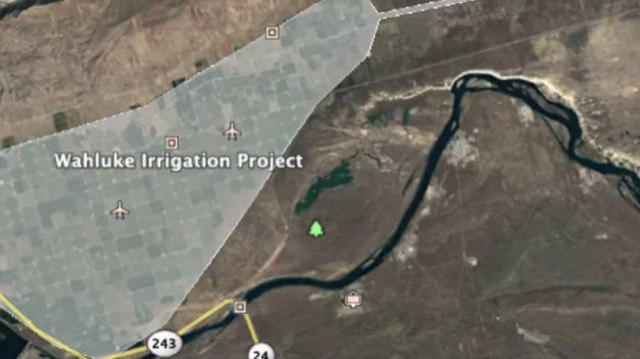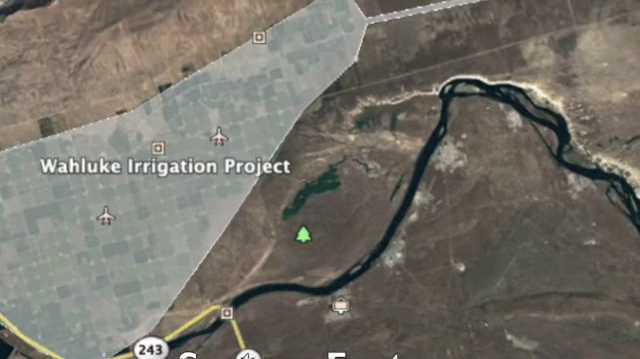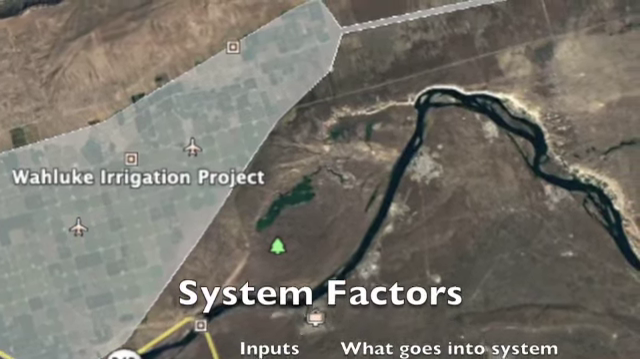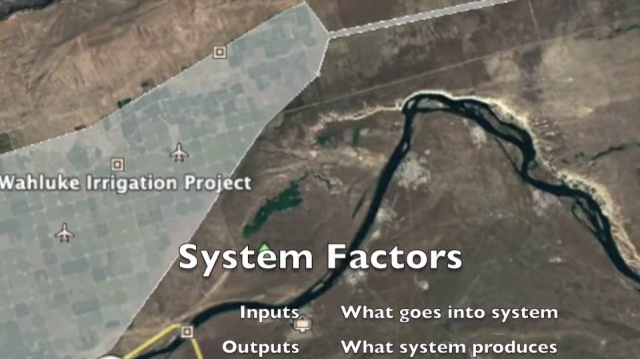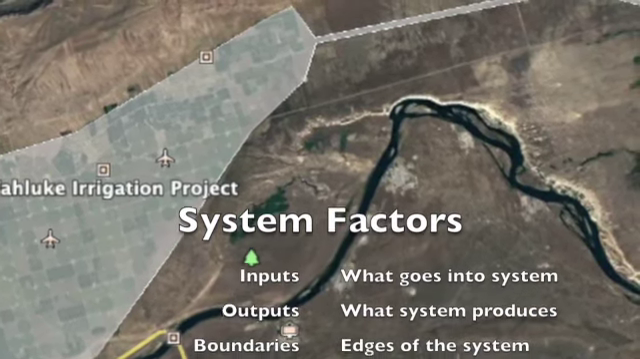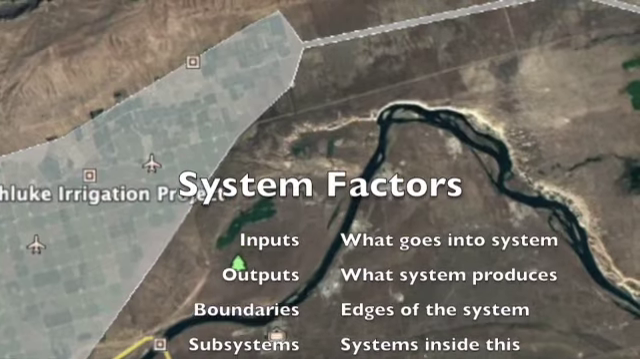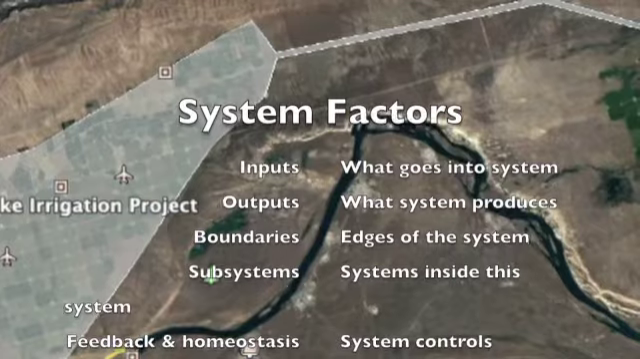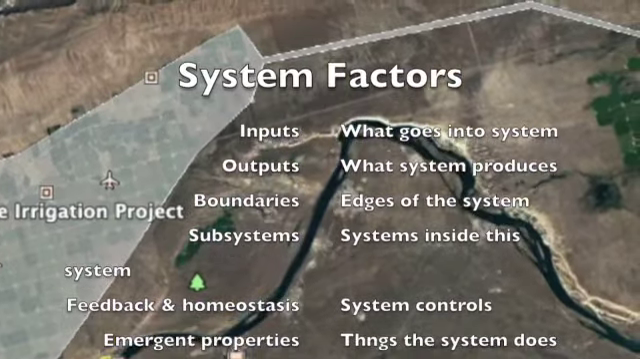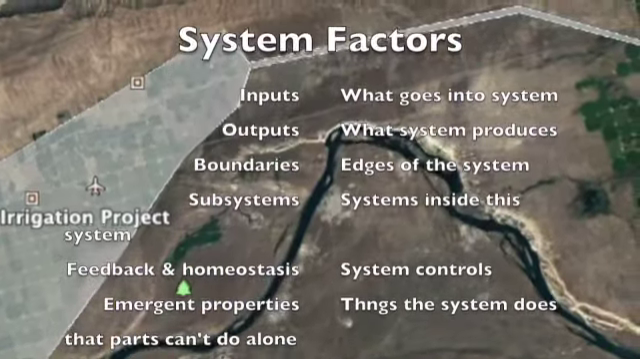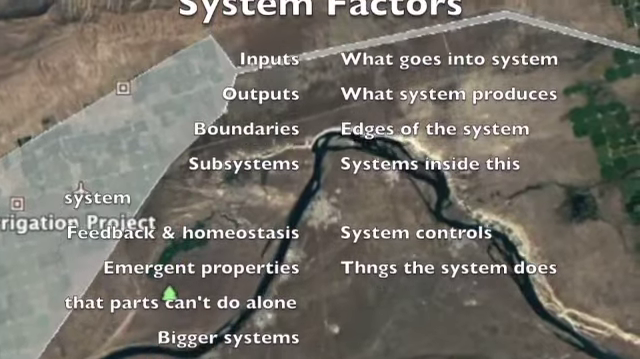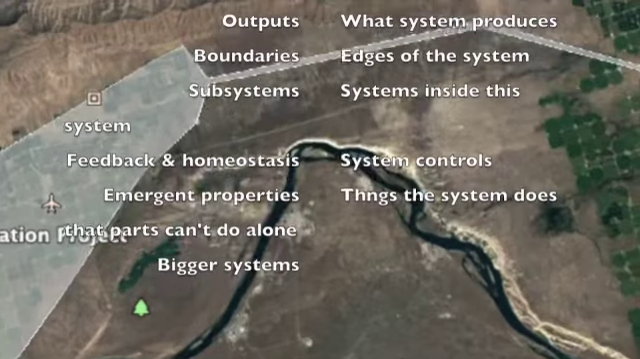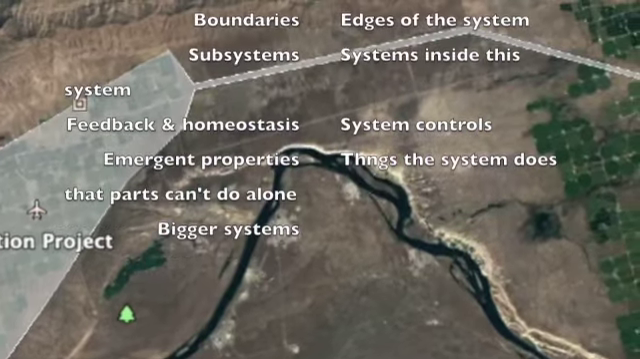Some of the things we're interested in when we think about systems are inputs, or what goes into the system, outputs, what comes out of the system, boundaries, where are the edges of the system, what parts are inside and what parts are outside, subsystems, that is, parts of the systems that can be looked at as their own systems, how different parts of the system affect each other, and this includes the ideas of feedback and homeostasis.